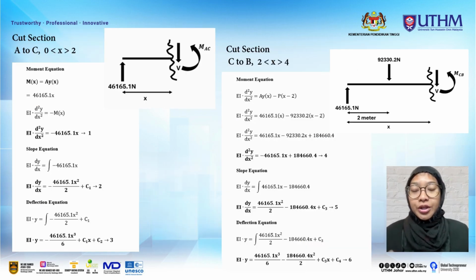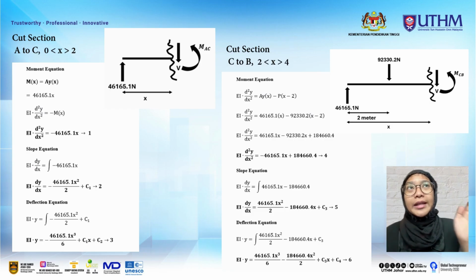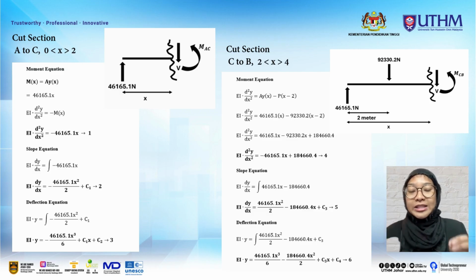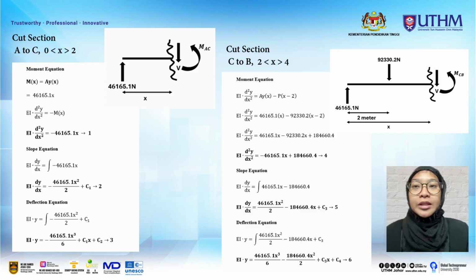So using double integration, we have to do a cut section. Our total beam length is 4 meters and we have one point load. So when we cut the beam in half, there will be 2 regions. Region 1 is X between 0 to 2 at the middle, and region 2 is X between 2 to 4. So we divide the beam into 2 regions to write moment equations.